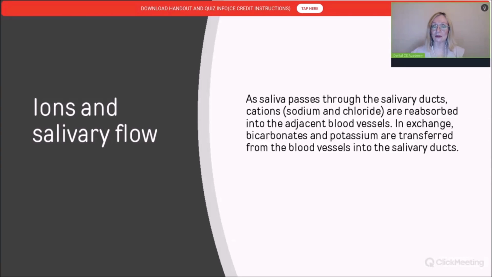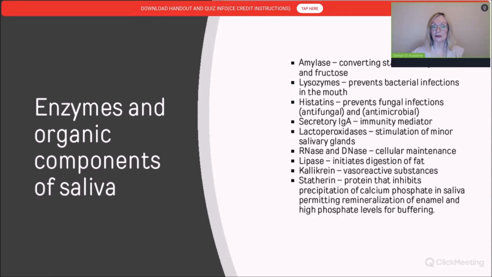Saliva passes through the salivary ducts, and these cations are reabsorbed into the adjacent blood vessels. And in exchange, the bicarbonates and the potassium are transferred from the blood vessels into the salivary duct, and this is how we create salivary flow.